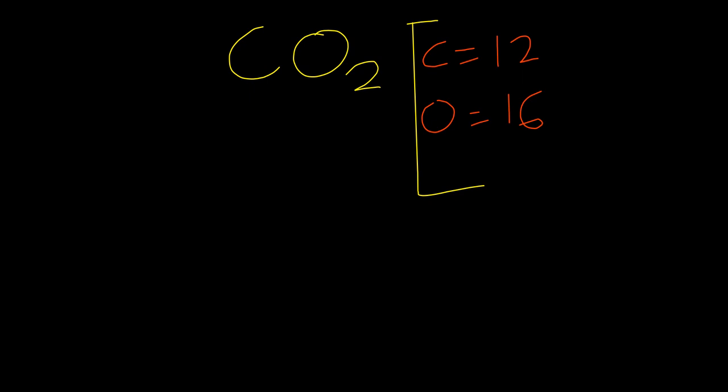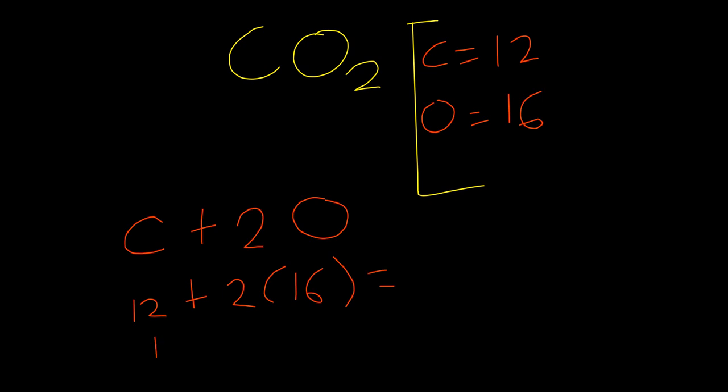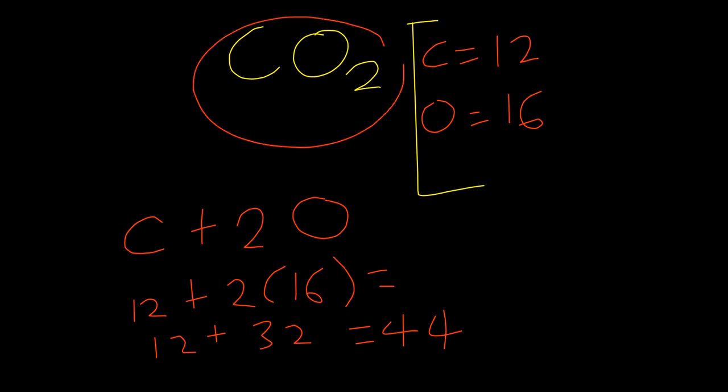So we have carbon plus two atoms of oxygen. So the mass of carbon is 12 plus 2 times the oxygen, which is 16 the mass. That will give us 12 plus 16 plus 16, that will be 32. So the two added together give us 44. So we have 44. That is the relative molecular mass of carbon dioxide or carbon(IV) oxide. Let's look at another example.